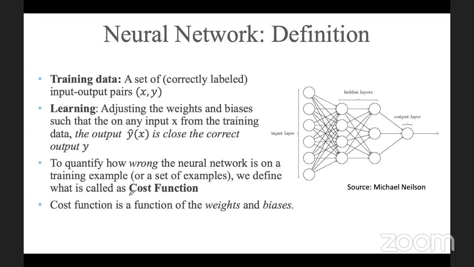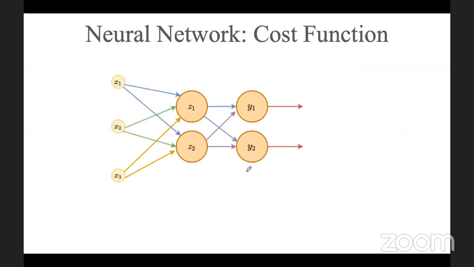So the cost function is a function of weights and biases. It's not a function of the inputs, it's a function of the weights and biases. And why is that? Because when I give an input X and Y, the values of X and Y are already given. So the cost that we have, the difference, will only depend on how bad my weights and biases are, or how good they are. Therefore, the cost function is a function of weights and biases. Let's see it in detail.